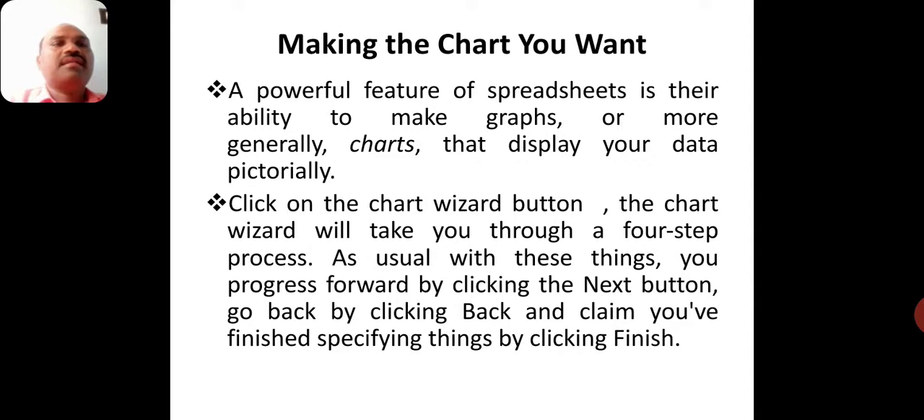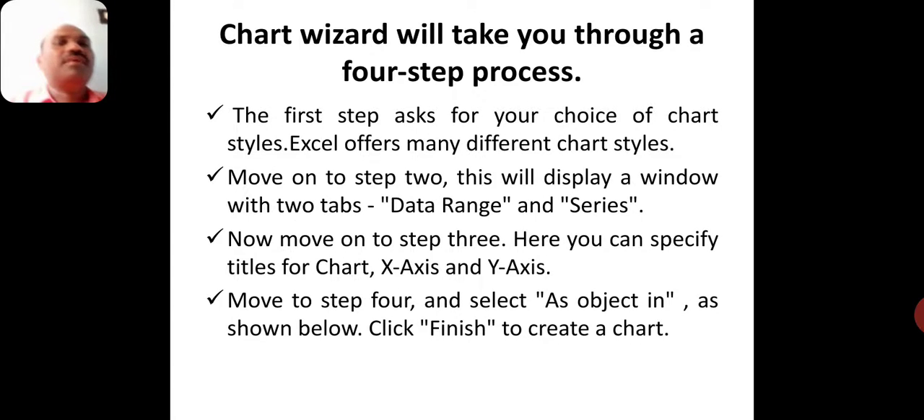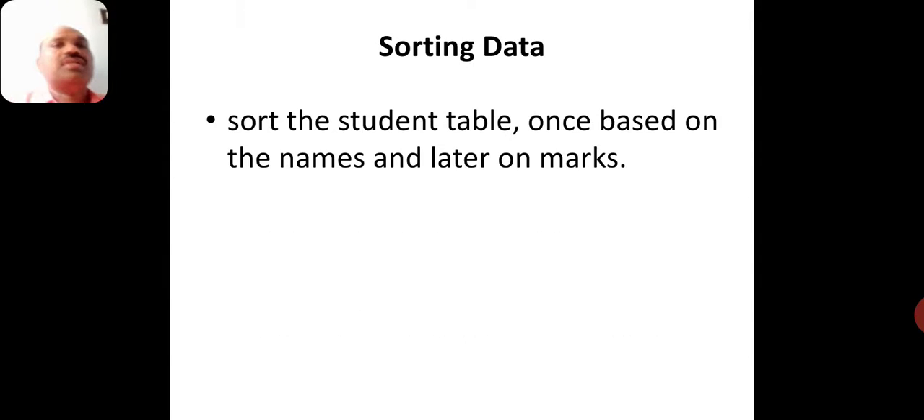Making the chart you want. We can make any kind of chart we want in MS Excel. The Chart Wizard will take you through a 4-step process. The first step asks for your choice of chart style, then move on to step 2. This will display a window with two tabs, data range and series. Now move on to step 3. Here you can see the title for the chart, x-axis and y-axis. Next is placing the chart as an object, as shown below. Click Finish to create a chart.